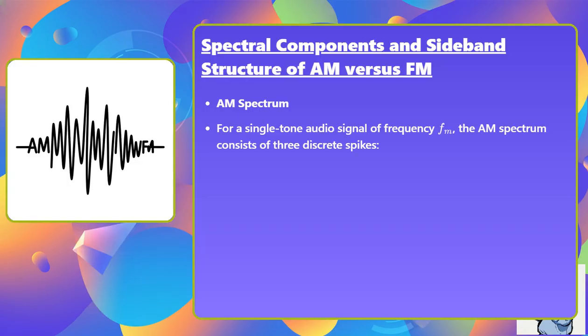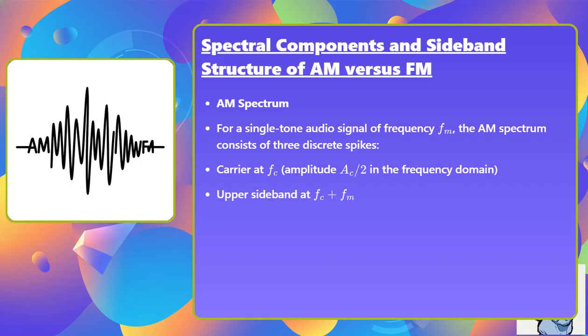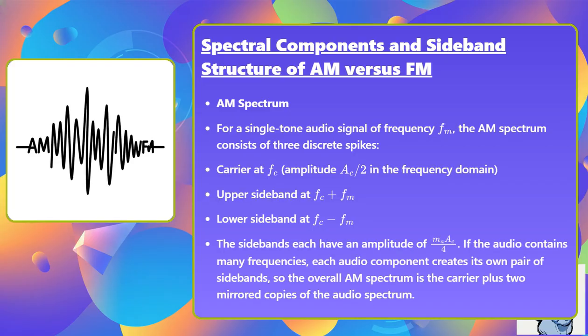AM spectrum. For a single tone audio signal of frequency f_m, the AM spectrum consists of 3 discrete spikes. Carrier at f_c, amplitude A_C over 2 in the frequency domain. Upper sideband at f_c plus f_m. Lower sideband at f_c minus f_m. The sidebands each have an amplitude of M_a A_C divided by 4. If the audio contains many frequencies, each audio component creates its own pair of sidebands, so the overall AM spectrum is the carrier plus 2 mirrored copies of the audio spectrum.